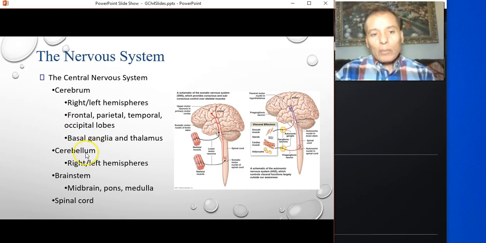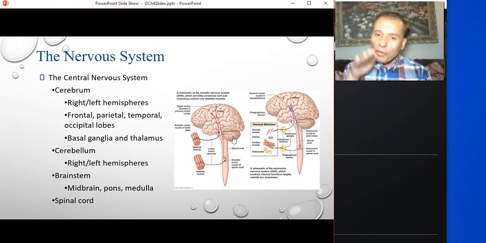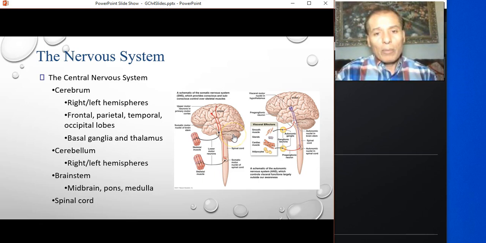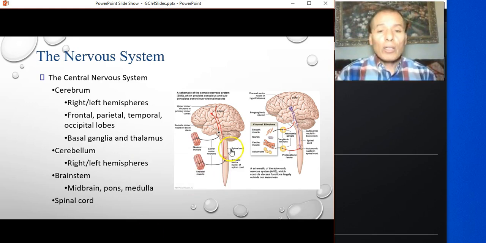Okay. Now, then we have the cerebellum. The cerebellum is in back of the brain, inferior, back and below, behind the brain. It also has a right hemisphere and a left hemisphere. It is very important for motor processing, for sensory processing, for language functions, for swallowing, for many functions.